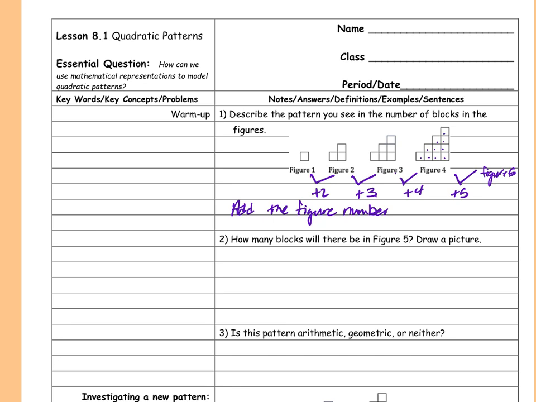So there's 1, 2, 3, 4, 5, 6, 7, 8, 9, 10 plus 5. So there should be 15 blocks in figure five. And then if I wanted to draw the picture, here we go. Let me see. 1, 2, 3, 4, 5. Should be 5 down, right? Don't laugh. This is going to be a really bad picture. Does that look okay?